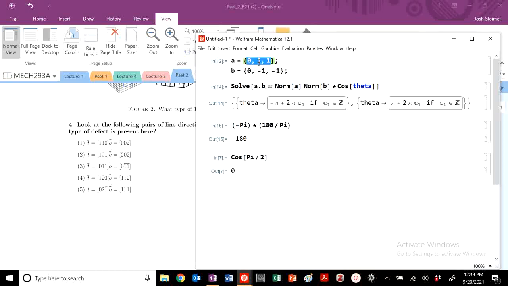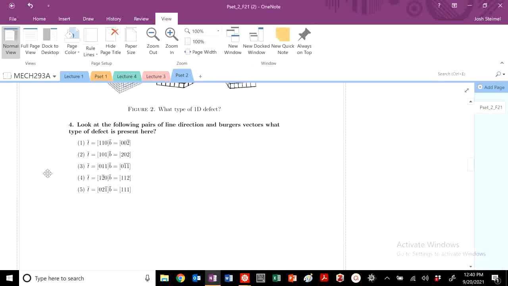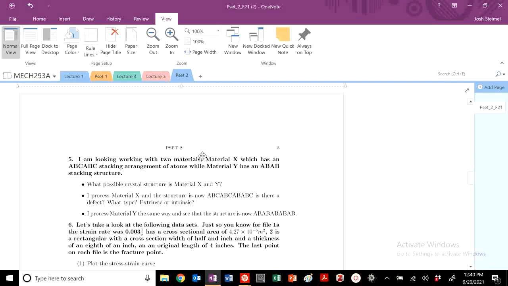So number 4: 1, minus 2, 0, and then 1, 1, 2. Solve for this, and I'm getting something that's going to be a mixed. What about this one? 0, 2, minus 1, and then 1, 1, 1. Solve this again. Another non-zero answer. So those are again a mix of screw and edge dislocation. Mixed defects are much more commonly observed. So again, we'll see that when we get closer.